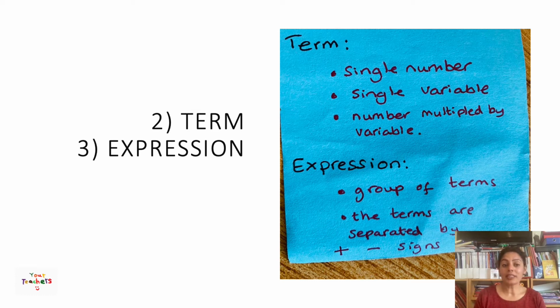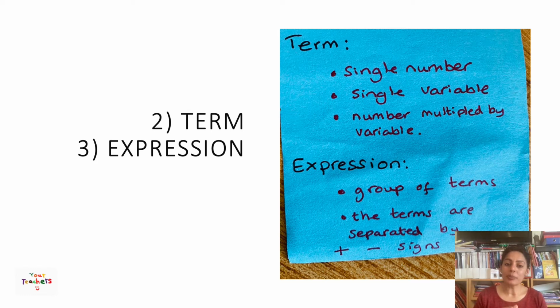Right, we've got the word term and expression. So term is a single number. It's a single variable. For example, A, Y, X, Z, R. So a single variable. Number multiplied by a variable. So if you had 2R or 3X or 7Y, that is also known as a term.